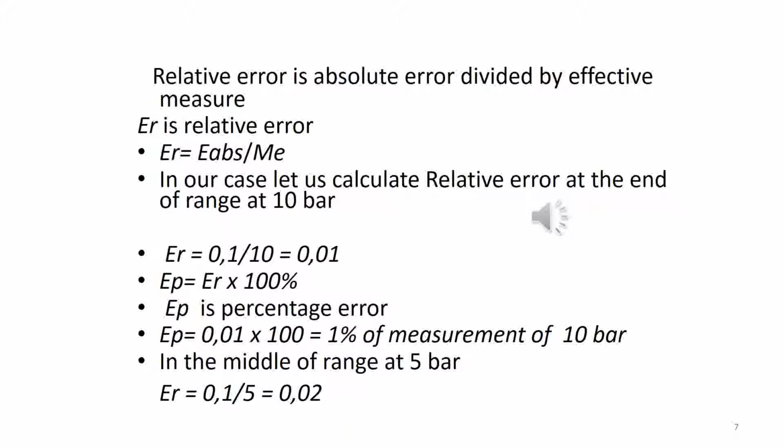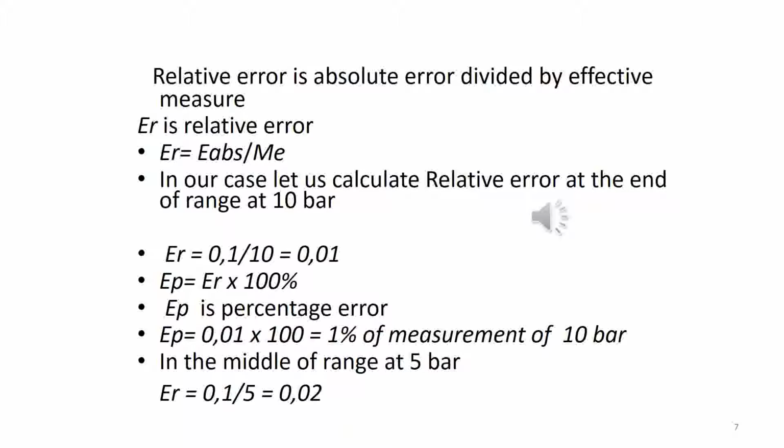Relative error is absolute error divided by effective measure. ER is relative error. ER equals E abs divided by ME. In our case, let us calculate relative error at the end of range at 10 bar. ER equals 0,1 divided by 10 equals 0,01. EP equals ER multiplied by 100%. EP is percentage error. EP equals 0,01 multiplied by 100 equals 1% of measurement of 10 bar.